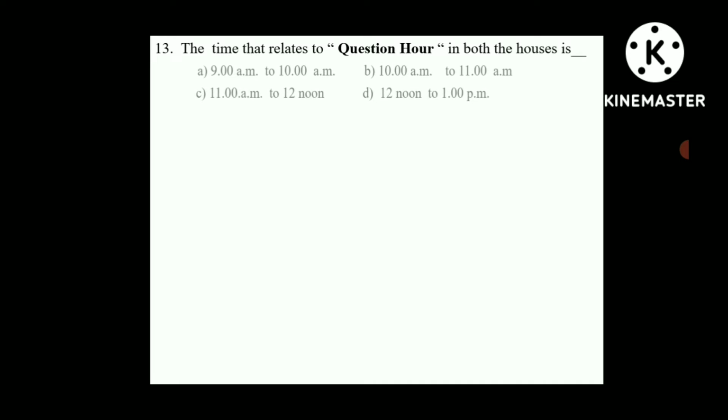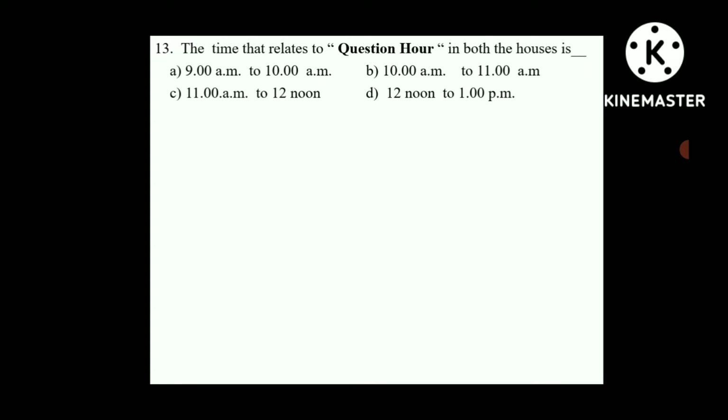Coming to questions 13 and 14, they are very vital, and you can find them numerous times in various question papers. The time that relates to question hour in both the houses is 9 am to 10 am, 10 am to 11 am, 11 am to 12 noon, or is it 12 noon to 1 pm? The answer would be 11 am to 12 noon.